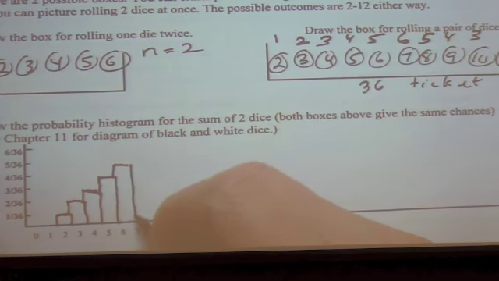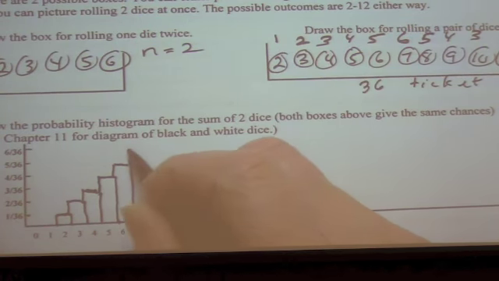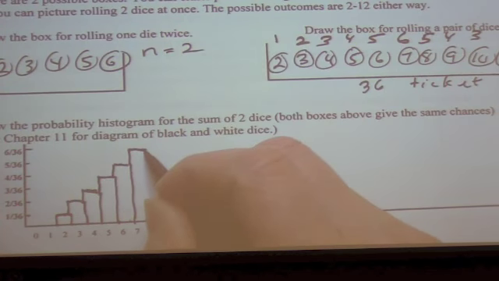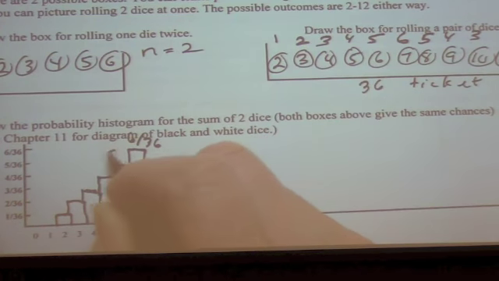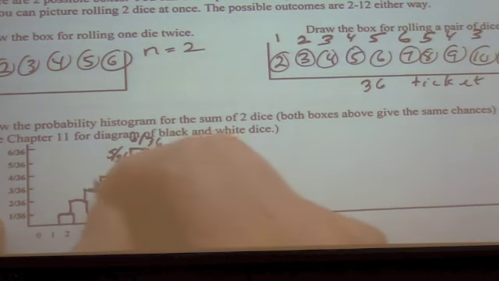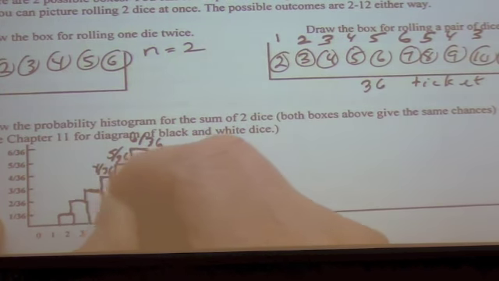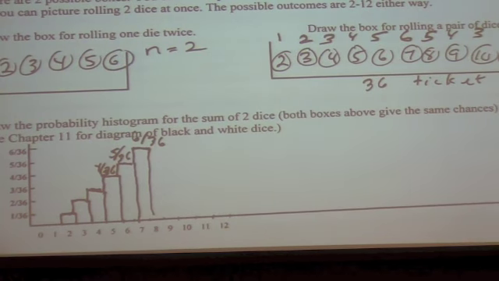You see what I'm doing? And here's our most likely possibility, a 7, and it goes all the way up to 1/6, or 6 out of 36. That's 6 out of 36, 5 out of 36, 4 out of 36. All right, that's what the scale says. And now it's just going to be symmetrical.